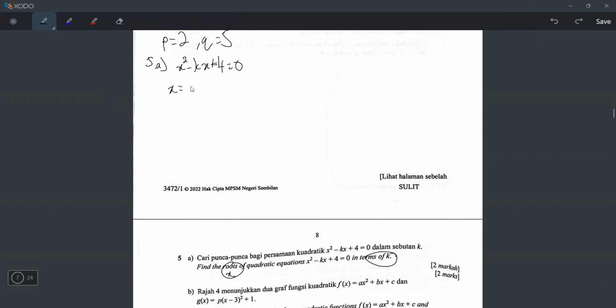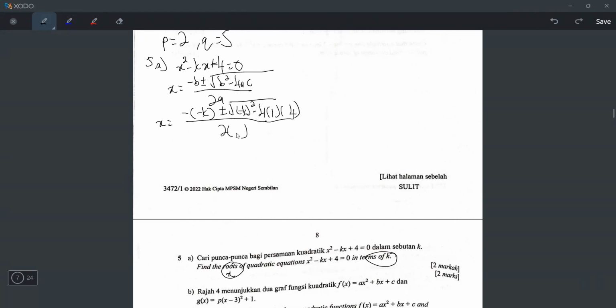You use the quadratic formula. x equals negative b plus minus square root of b squared minus 4ac, over 2a. Because if you use this way to factorize, then you can get your roots in terms of k. So what you do is negative b, the b will be negative k, plus minus square root of b squared minus 4ac, and then b will be negative k, a will be 1, c will be 4, and then 2a, a is 1.